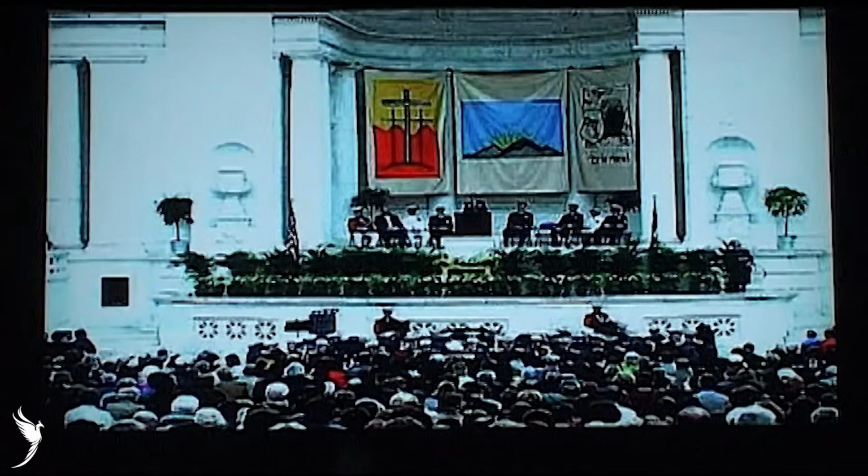So here's a picture of a Christian celebration, and you'll see on the backdrop the crosses, and then you'll see in the middle the mountains with the sun rising on the new dawn. Most Christians have no idea in the world the significance of these symbols, have no concept in the world about what they're being led into.